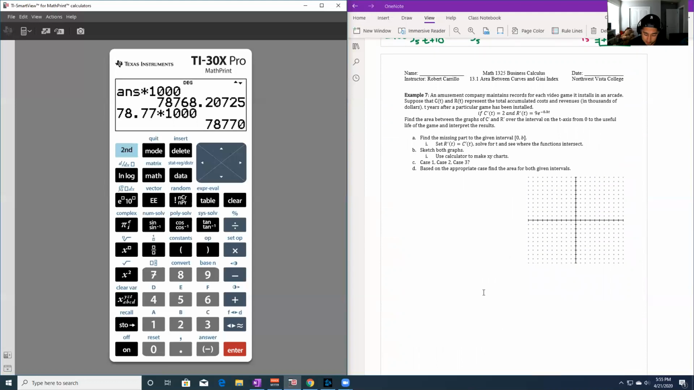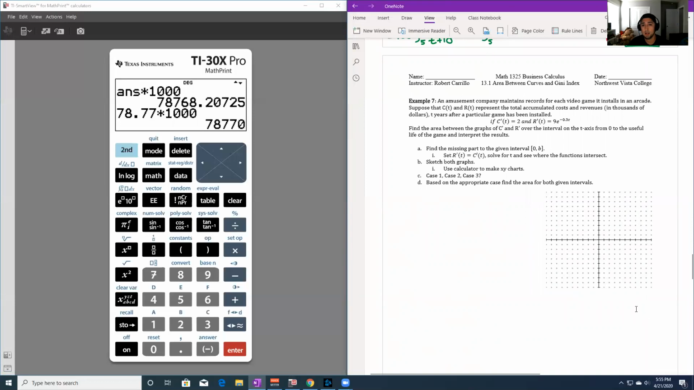An amusement company maintains records for each video game it installs in an arcade. Suppose that C of T and R of T represent the total accumulated costs and revenues in thousands of dollars, T years after a particular game has been installed. There we go with the T again. So if C prime of T is 2 and R prime of T is 9e to the negative 0.3 T, find the area between the graphs of C prime and R prime over the interval on the t-axis from 0 to the useful life of the game and interpret the results.